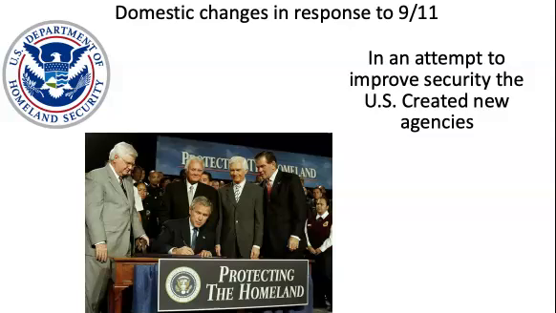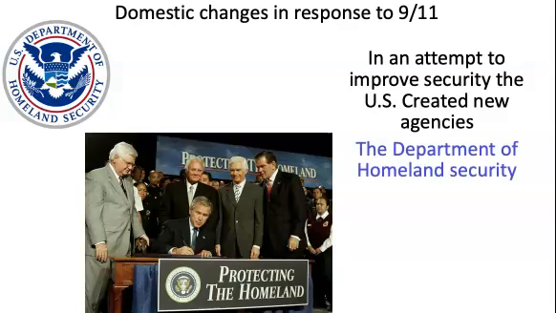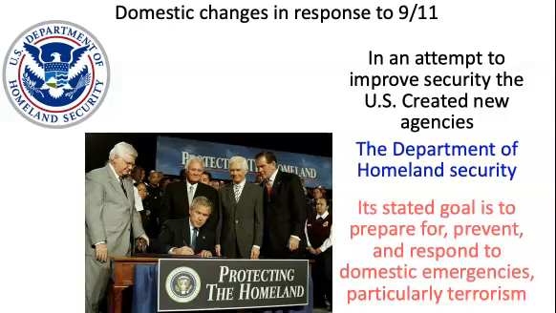So, in an attempt to improve security, the U.S. government created new agencies. The first of these was going to be the Department of Homeland Security. Its stated goal was to prepare for, prevent, and respond to domestic emergencies, particularly terrorism.